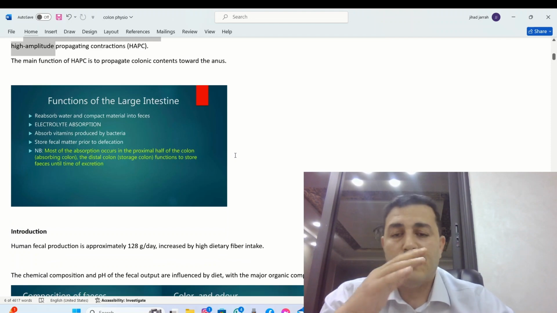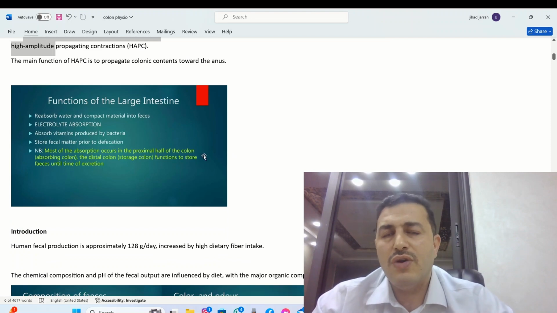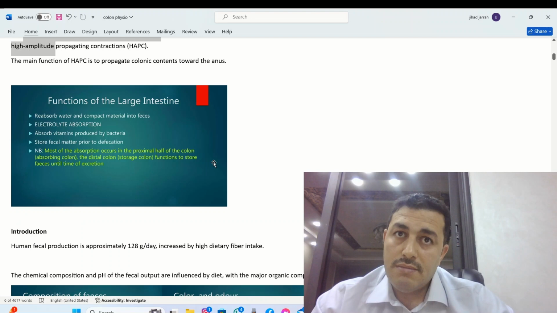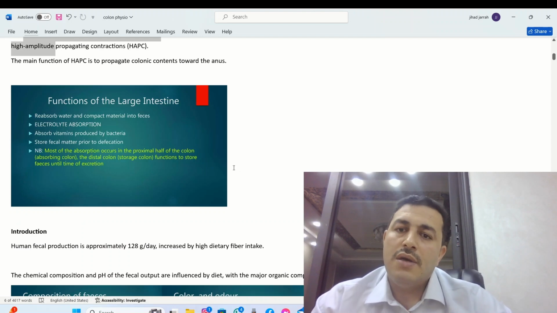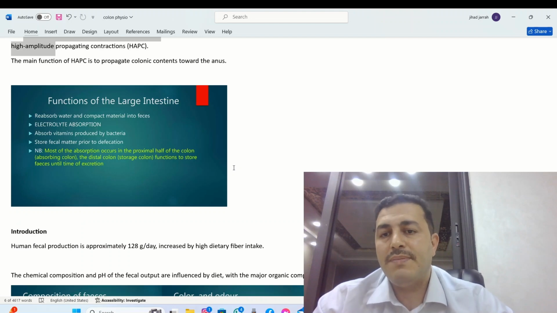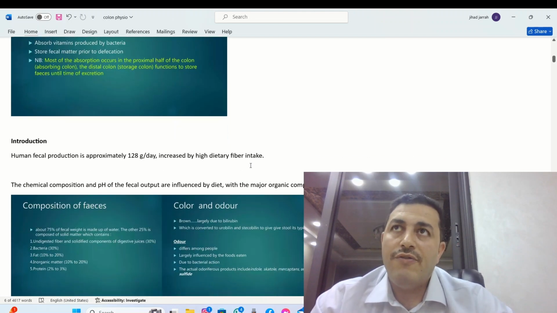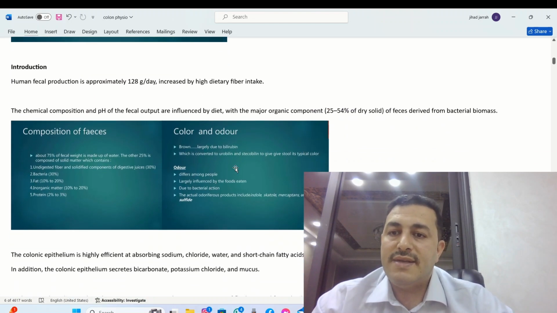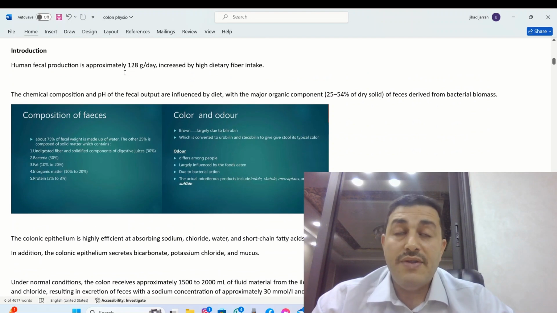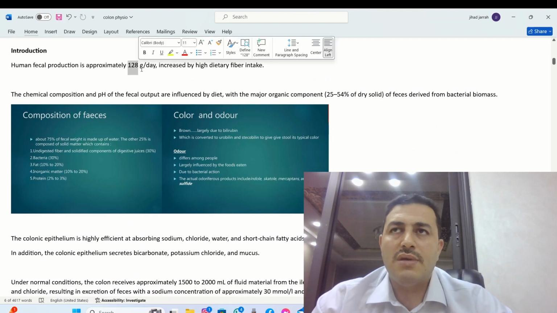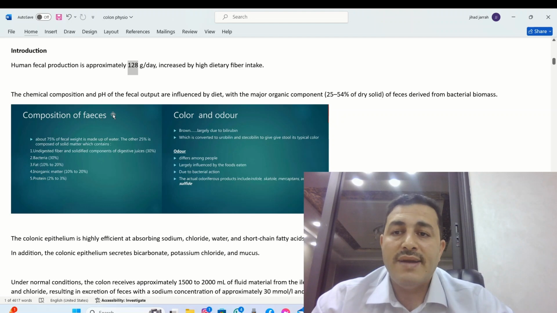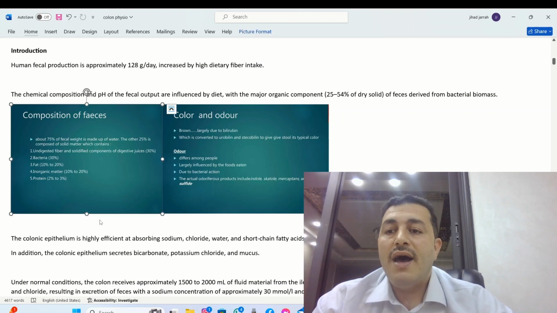Okay, of course we are going to talk about the bacteria of the colon, as it is essential in the function of the colon. We say that bacteria participate in the production of vitamins, short chain fatty acid, etc. Okay, the feces amount is about 100 to 150 gram per day, and actually this is increased by high fiber diet.